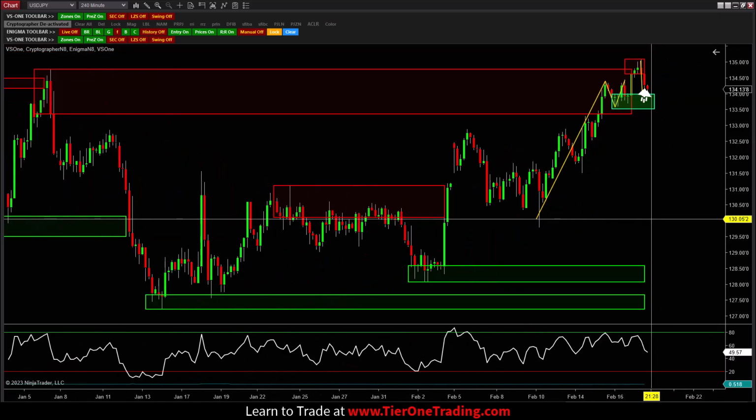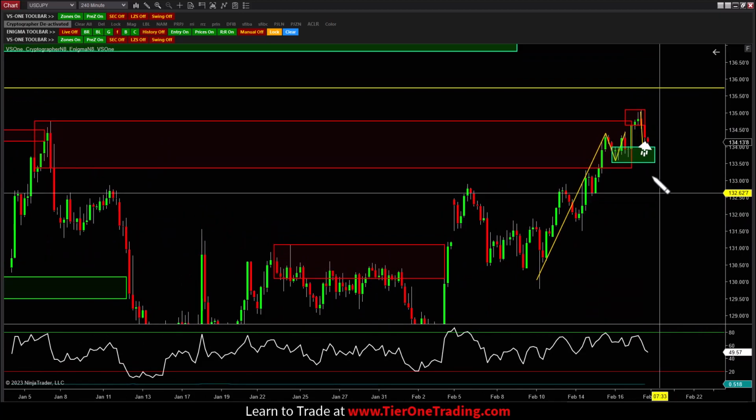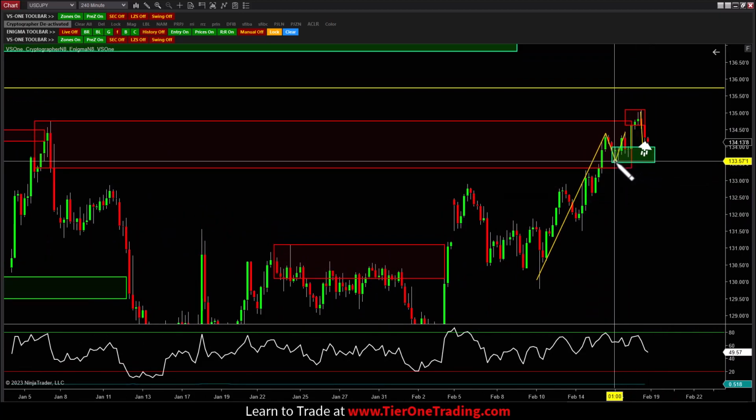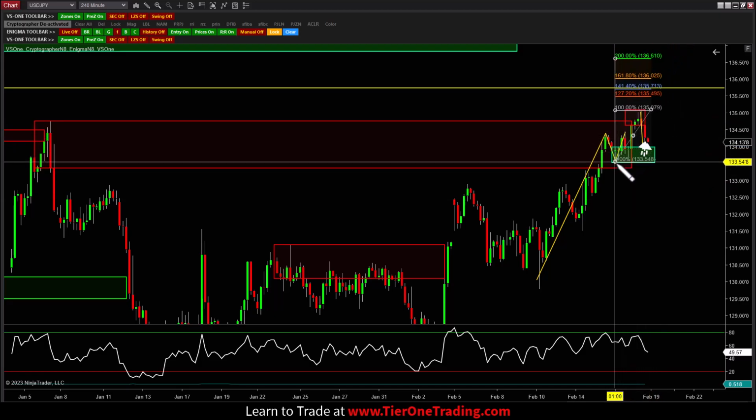I haven't done this yet, but let's actually see if there's any Fibonacci confluence here, since we do have this leg. If I take a Fibonacci extension from my swing low to my swing high, it looks like a 127 right at that smaller zone.